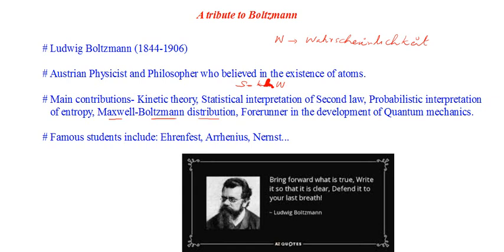Other students include Arrhenius. You have learned about the Arrhenius equation when you studied electrochemistry or something like that. Nernst, whenever you studied about the Nernst equation in redox chemistry, right, the redox equation. So all these people were students to this great mind.